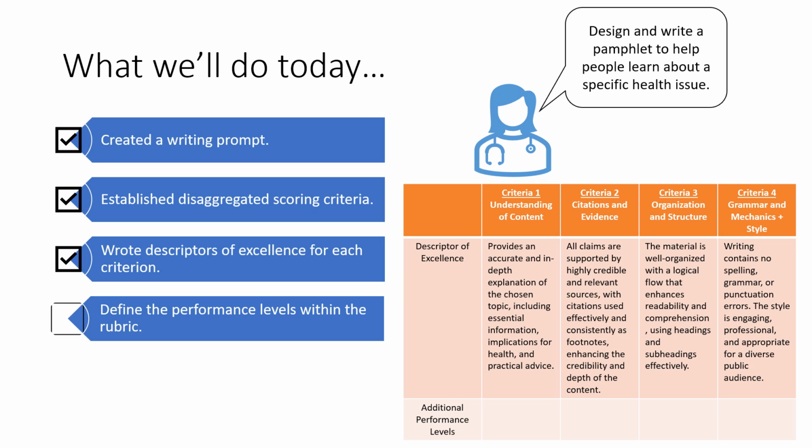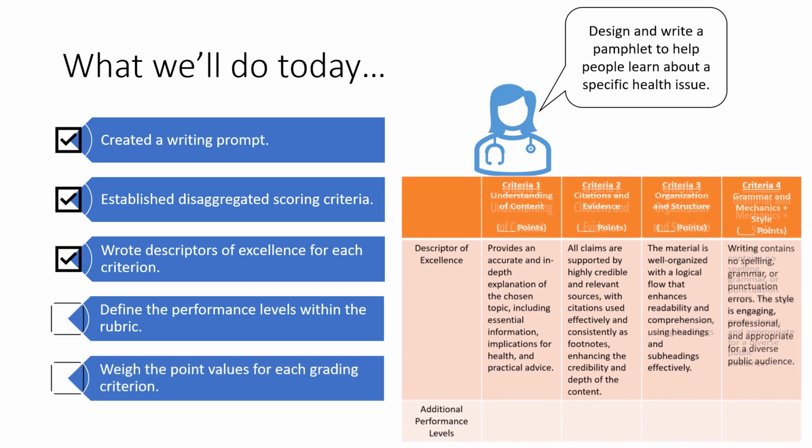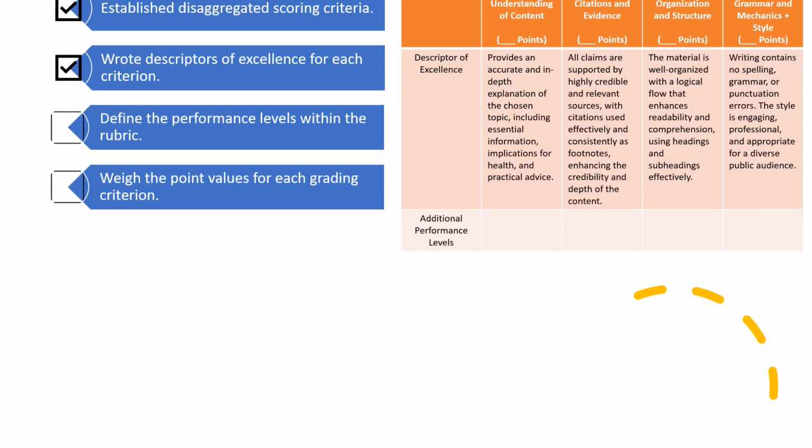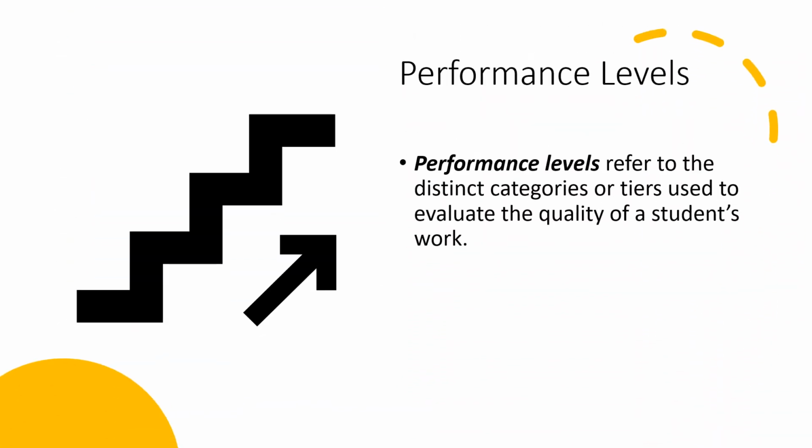But we still have 2 more steps before this rubric is finished. Today, we'll work on defining the performance levels within the rubric. And we'll also work on weighing the point values for each grading criterion. So let's talk about what we mean by a performance level. As discussed here, performance levels refer to the distinct categories or tiers used to evaluate the quality of a student's work. You'll also sometimes see these referred to as levels of proficiency or levels of mastery.